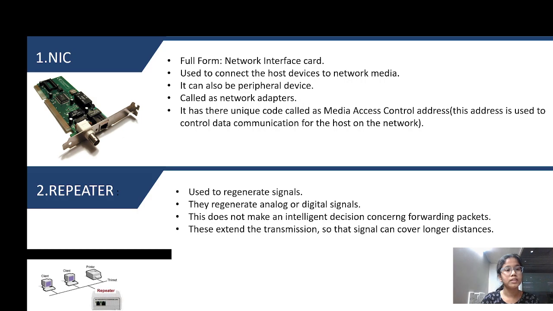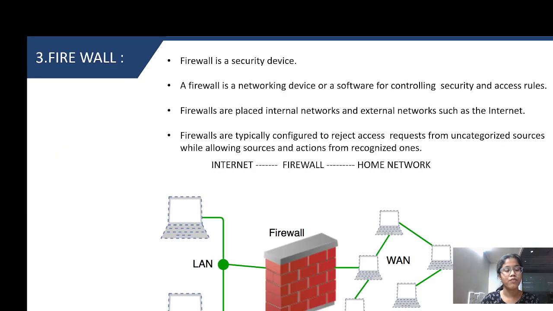Now we'll go for the third networking device, which is known as firewall. Firewall is a security device. A firewall is a networking device or software for controlling security and access rules. Firewalls are placed between internal networks and external networks such as the internet. Firewalls are typically configured to reject access requests from unrecognized sources while allowing actions from recognized ones. This is how the firewall looks like. Firewall is between the LAN and the WAN.